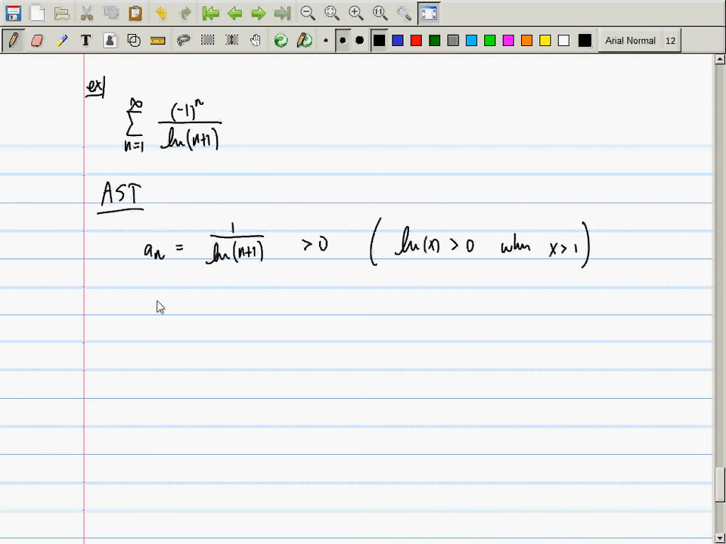Here's the first requirement. Is it true that the limit as n goes to infinity of a_n is 0? Let's compute that. What do you say? Is it 0? I would say yes, it's obviously 0. Okay, what is the other requirement? It must be monotone decreasing. Okay, so is a_n monotone decreasing? Now, how do you show that something is monotone decreasing?